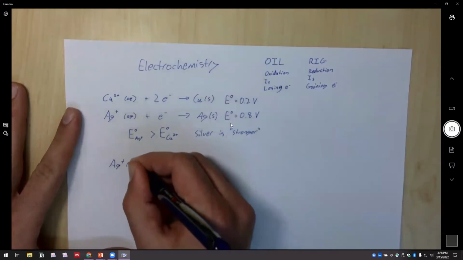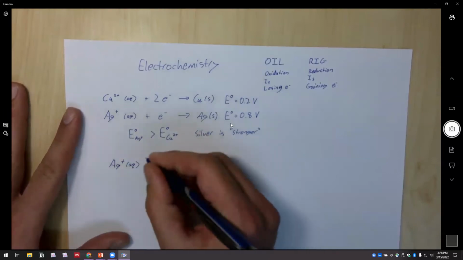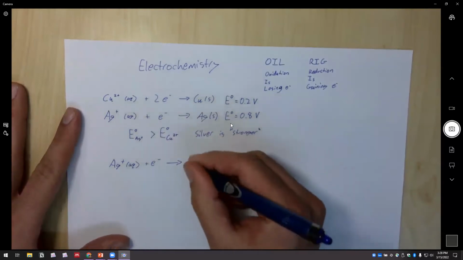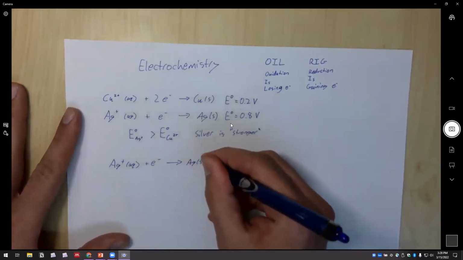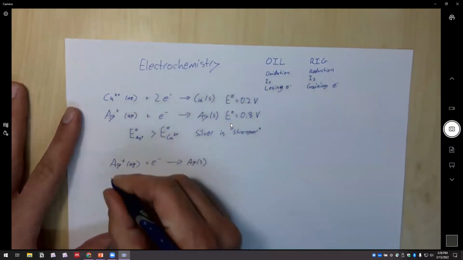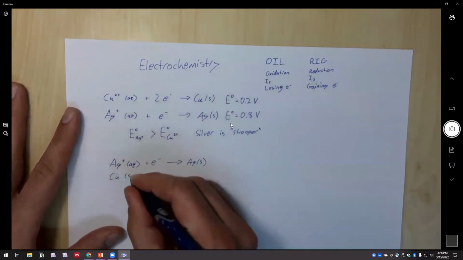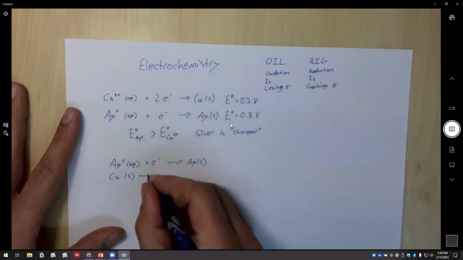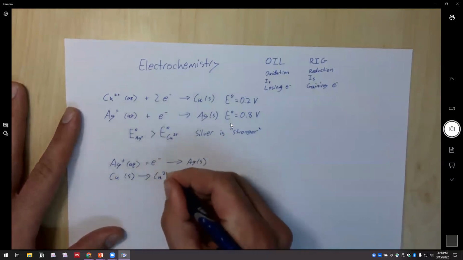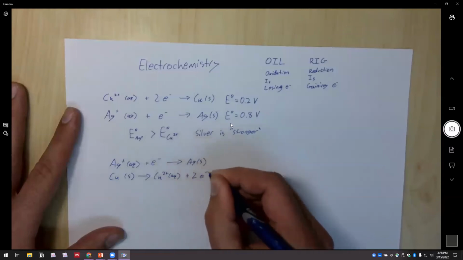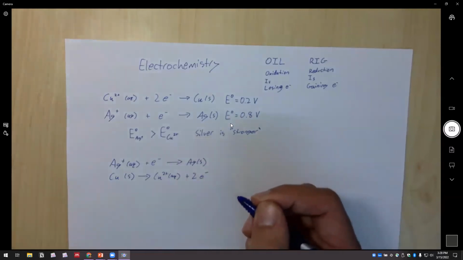So silver gets to proceed as a reduction, and copper is forced to proceed through oxidation: copper solid to copper 2+ plus 2 electrons.